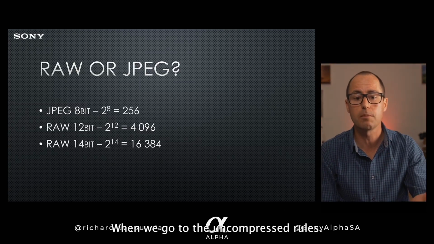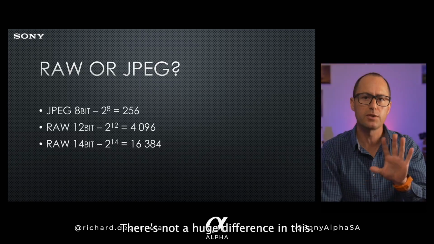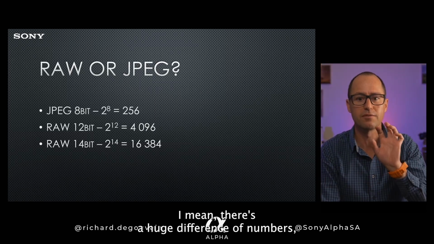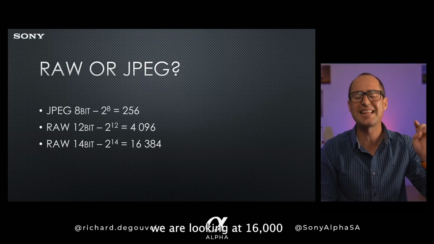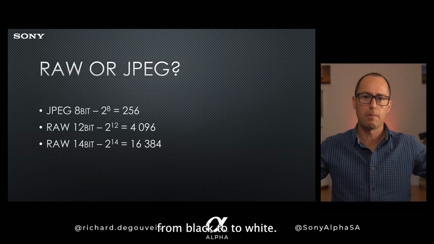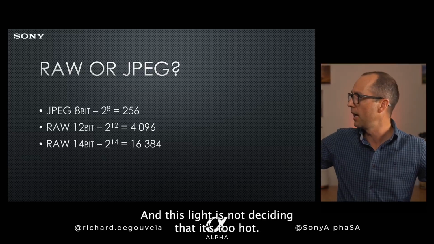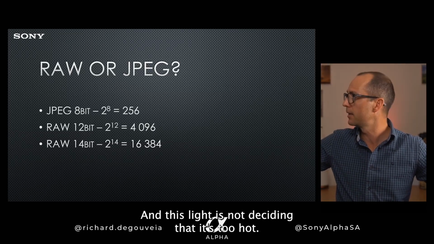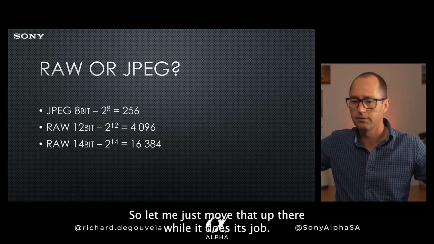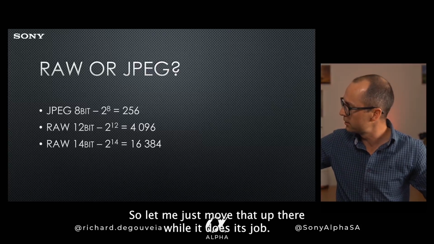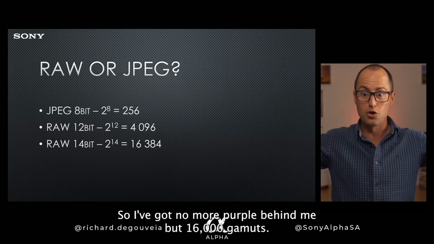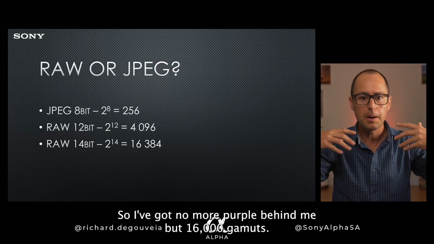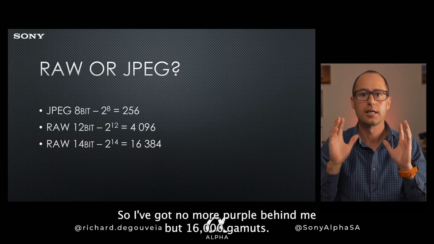When we go to the uncompressed raws, there's not a huge difference, there's a huge difference of numbers, but in the greater scheme of things, we are looking at 16,000 from black to white. And this light is now deciding that it's too hot, so let me just move that out there while it does its job, otherwise we're going to burn that thing to death. So I've got no more purple behind me, but 16,000 gamuts.